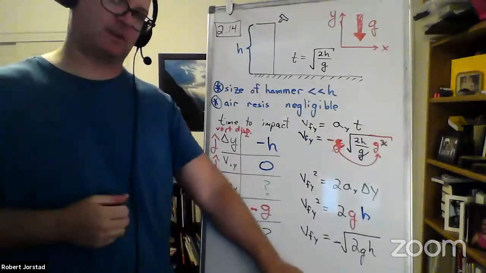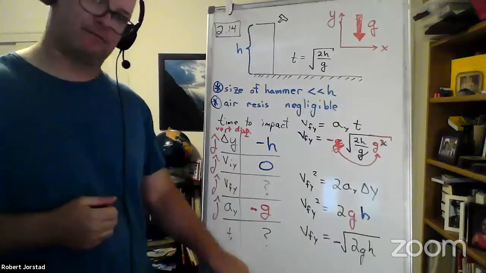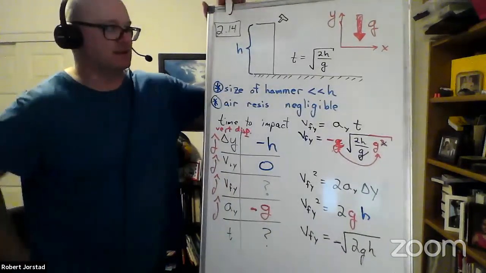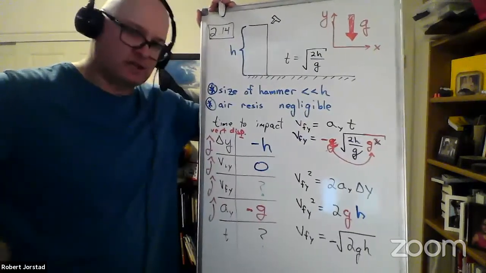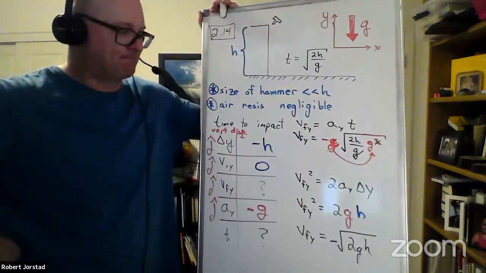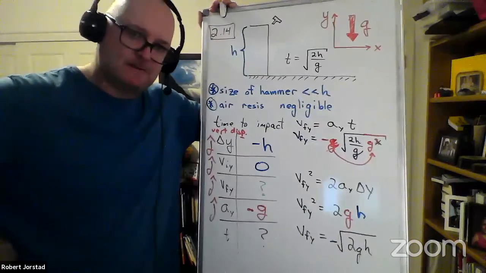So that's what the third equation is really nice for, if you ever have time for it, which is rare during a quiz. But, you know, if you finish early on a quiz and if you get really fast at this, you could actually use the third kinematics equation to check your work. So far, so good.